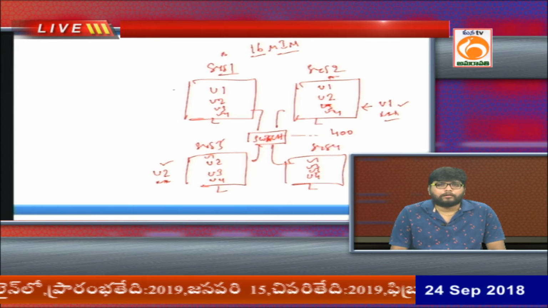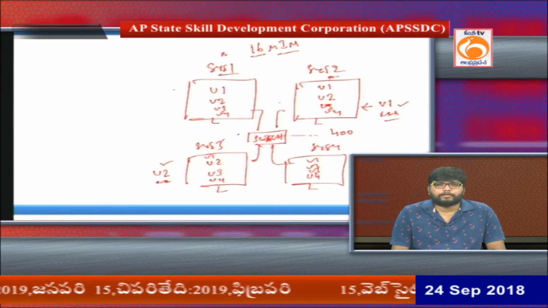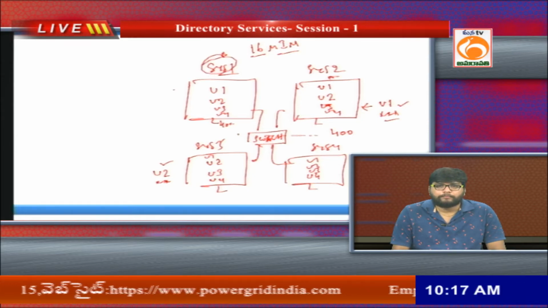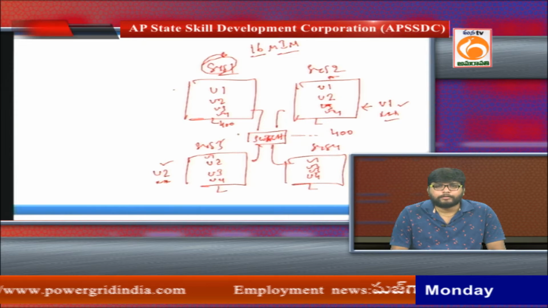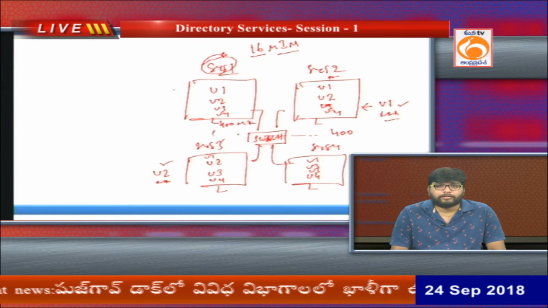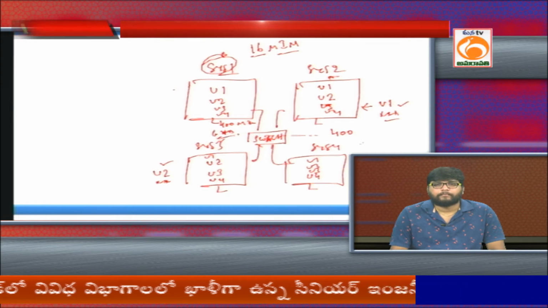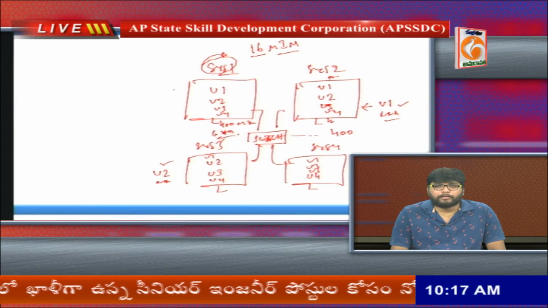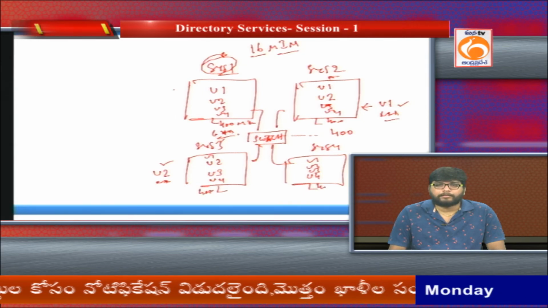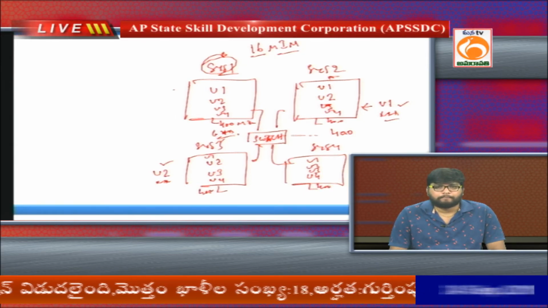So, what do I want? All 400 employees should log into system 1. So, how many accounts do I have to create? 400 accounts. How many minutes? 400 minutes. How many hours? Maybe 5 to 6 hours I have to waste here. I have to repeat the same thing here, the same thing in system 3, the same thing in system 4. Is my work done? No.